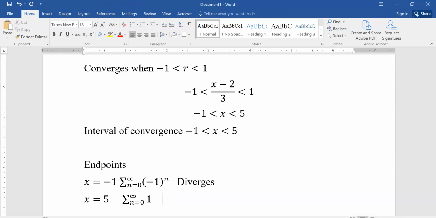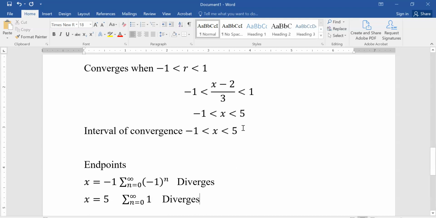And by the way, that also diverges based on either the geometric series test or the fact that the underlying sequence never goes to 0. So notice that in this case, both endpoints, when you plug them in, cause the series to diverge.